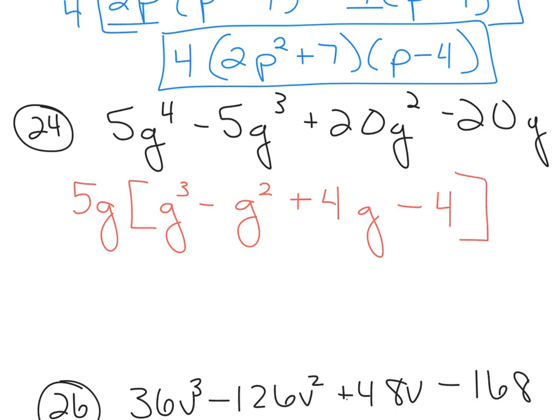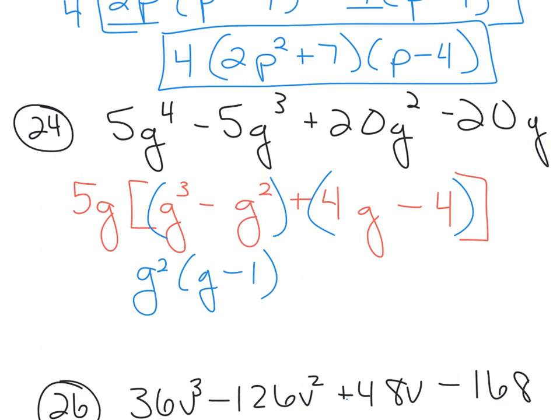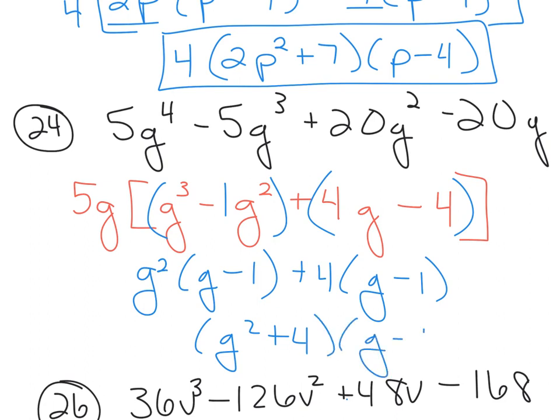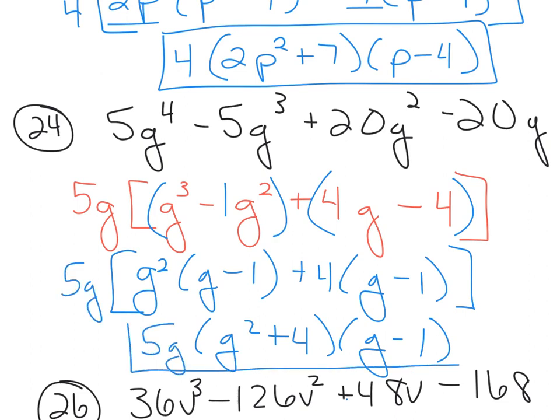Okay, now we go to our grouping. So I'm going to pull out a g squared out of this first one and get g minus 1 left. Remember there's always a 1 in front, so if you pull out both variables, there's still a 1 there. On this one I'm going to pull out a 4 and get g minus 1. So now I rewrite it as g squared plus 4, g minus 1, and then let's not forget this whole way through, I actually have a GCF of 5g sitting out front that I need to address. So there's your final answer.